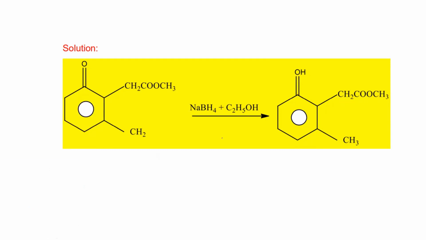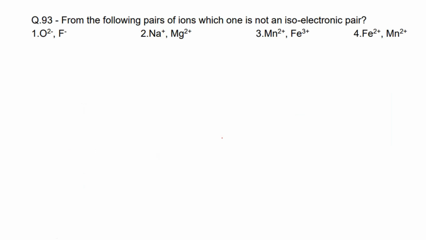So next question, we'll see question number 93. From the following pairs of ions, which one is not an isoelectronic pair? Isoelectronic means having the same number of electrons. Okay, so O2 minus is having 10 electrons. F minus is also having 10 electrons. So that is isoelectronic. And next, sodium plus and magnesium 2 plus are also having 10, 10.